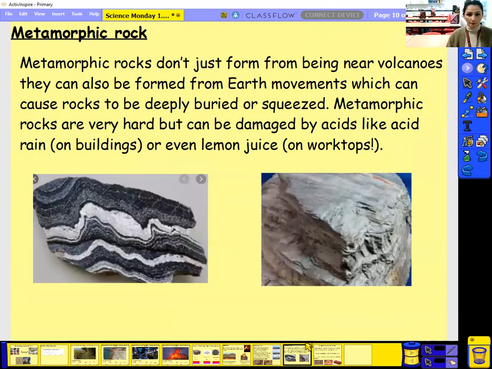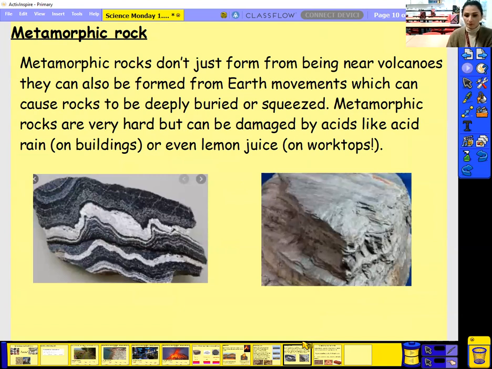Then we have metamorphic rock, which can be found from volcanoes, but mostly from when the Earth's movement causes the rock to be very deep and squeezed down, okay. Again, these rocks are very strong. However, if you get anything acidic on them, they will be damaged.